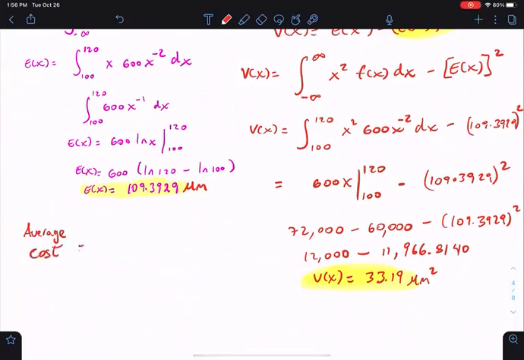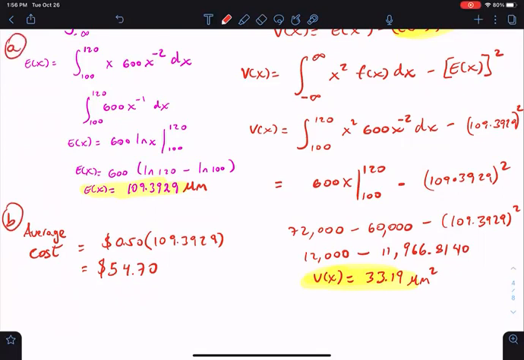So the average cost is what? The 50 cents times the mean, the expectation here, 109.3929. When you multiply that, you get the result. 109.3929 times 50 cents, you get 54.70 cents. So that's the average cost. Okay, so this is part B, and that was part A. Okay, that's it.